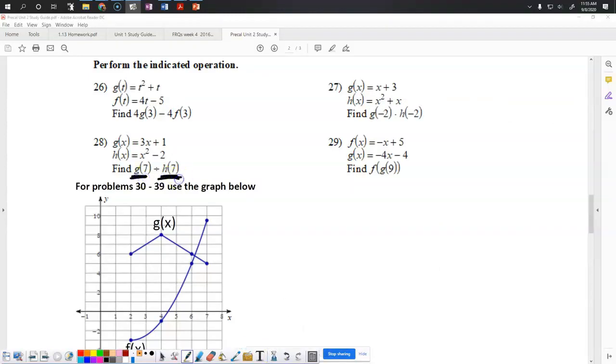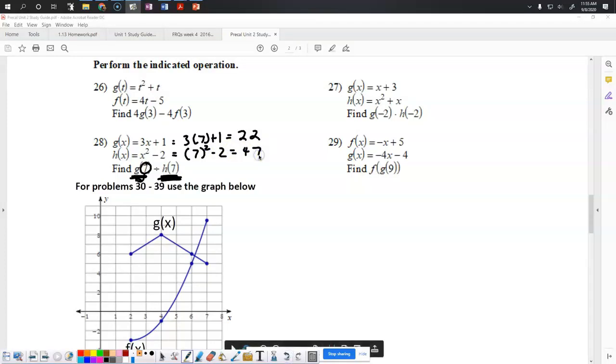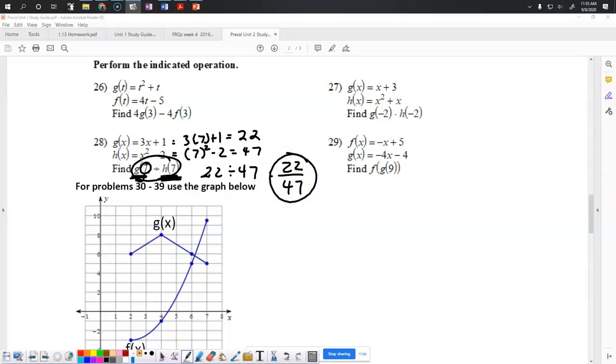Let's evaluate first. I'm going to go with the evaluate first method. So that means I'm going to plug 7 into the g function, which gives me 22. Next, I'm going to plug 7 into the h function, which is going to be 49 minus 2 is 47. I'm sorry, 49. No, it is 47. My bad. 47. And then we divide those. So what is 22 divided by 47? Well, it's not a nice answer, so they'll probably just write their answer for that one like a fraction. 22 over 47.